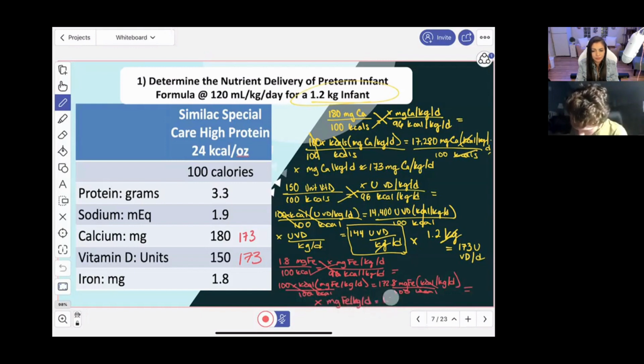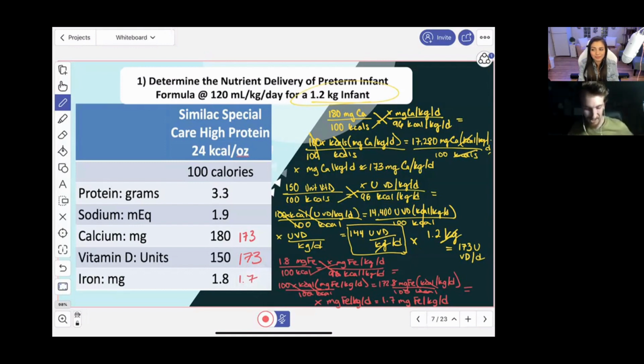Equals 1.7 milligrams of iron per kilogram per day. It's just so many units that it's so easy to get lost. I've done this I don't know how many times, and I just keep getting lost. But you see me catching my mistakes, you'll probably see yourself catching them too if you make them, and that's just what learning is all about.